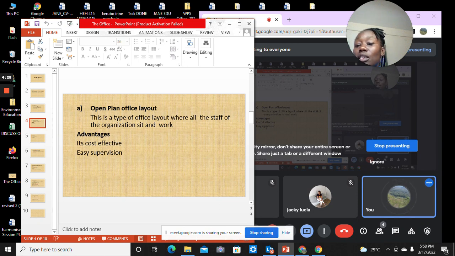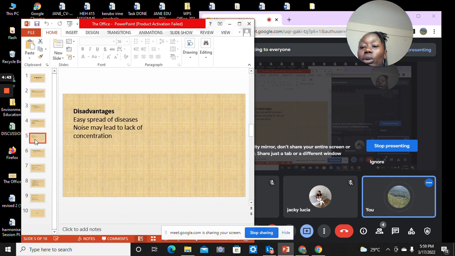And then it's easy for supervision. When so many people sit in one office, supervision is easy because you are able to see each and every person working in the same office. We have disadvantages of using open plan office layout.